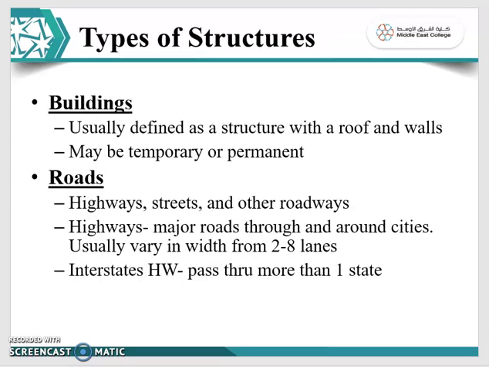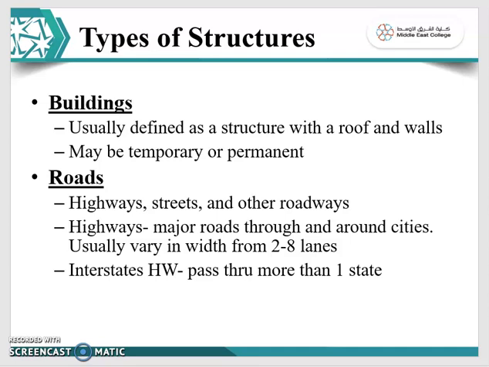So coming to types of structures, there are buildings and roads. You are all aware of buildings. Again, we have studied buildings in the previous classes. Various types of buildings are there: low-rise buildings, high-rise buildings, structures, roads, and all. A structure with a roof and walls is generally called a building. Buildings might be temporary or permanent.